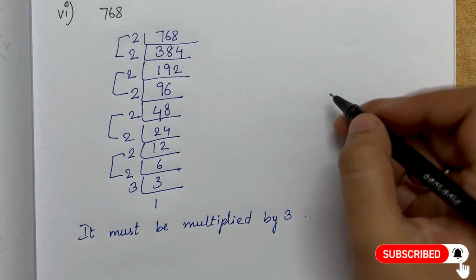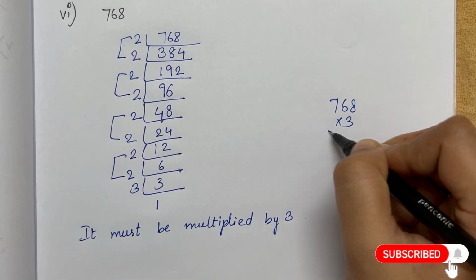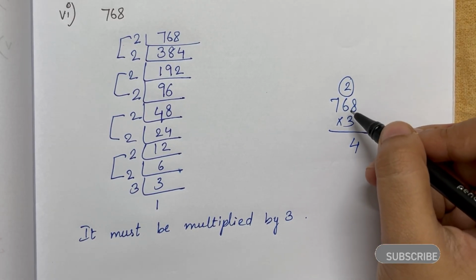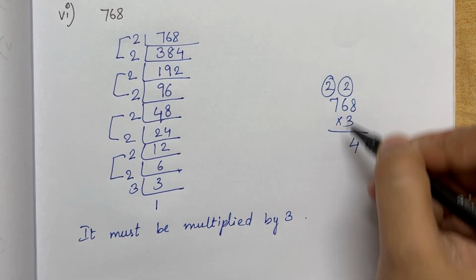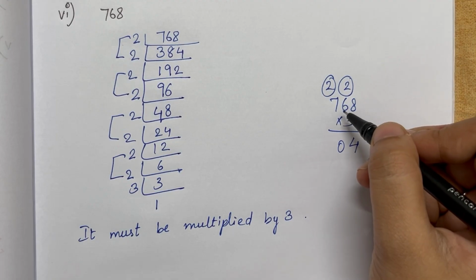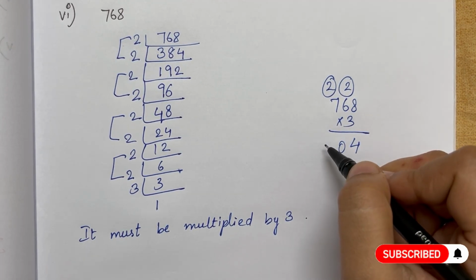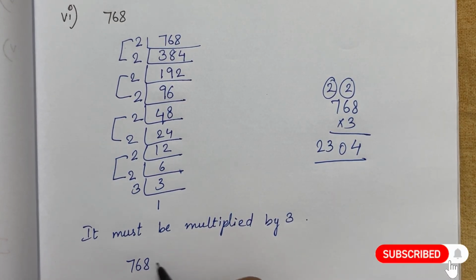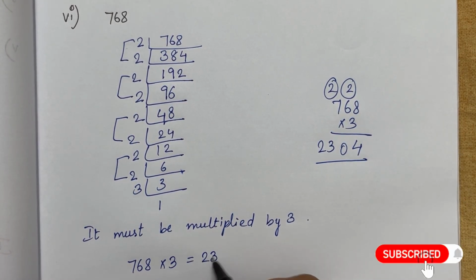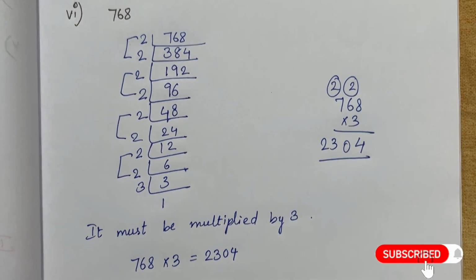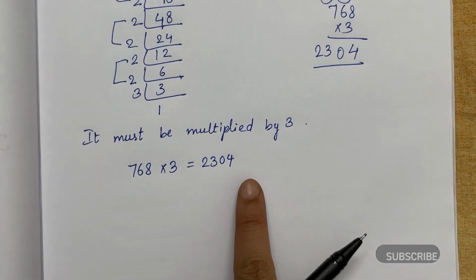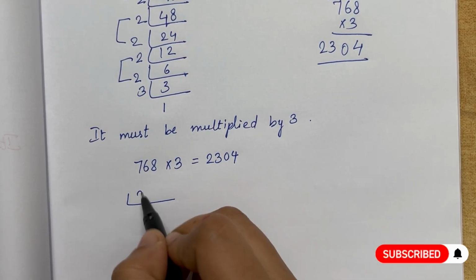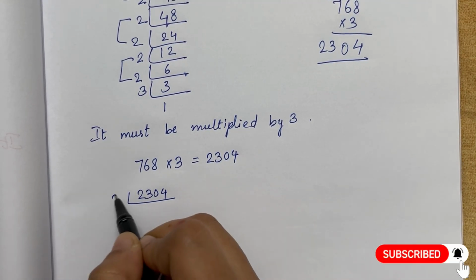Okay, so 768 multiplied by 3: 3 into 8 is 24, 3 into 6 is 18, 18 plus 2 is 20, 3 into 7 is 21, 21 plus 2 is 23. So 2304 is a square number. Now we'll find the square root of 2304.